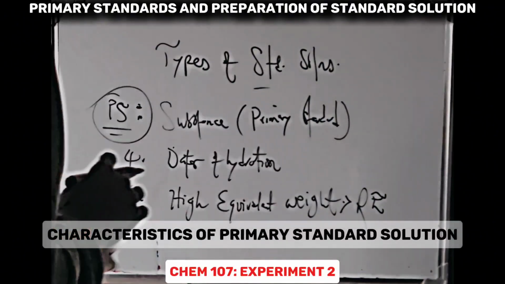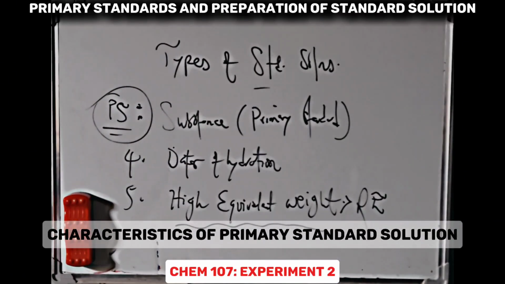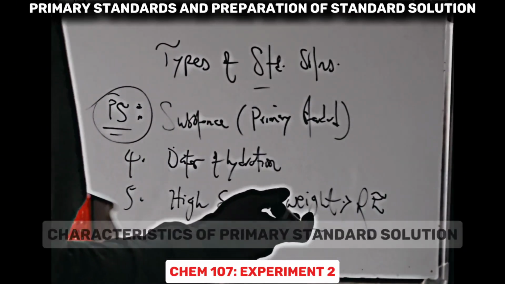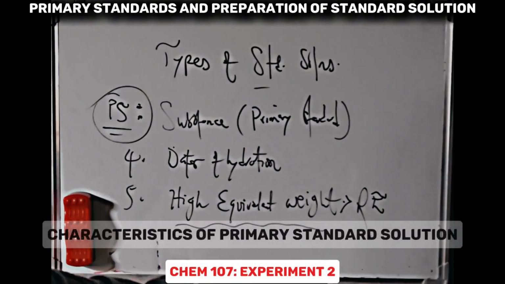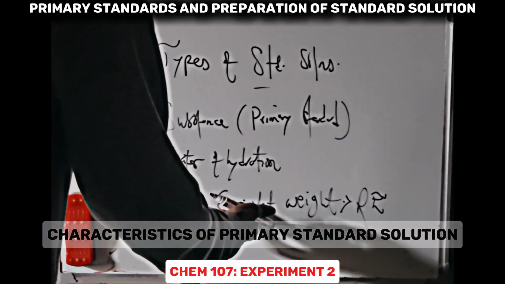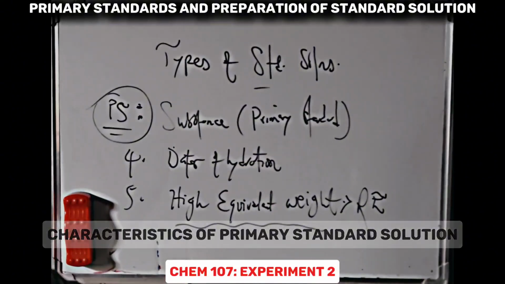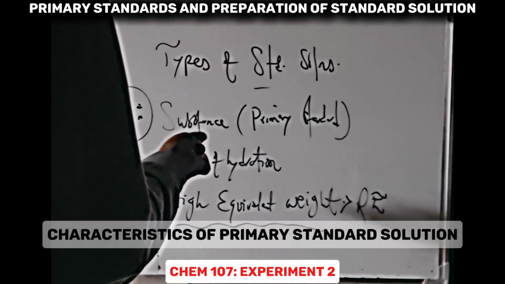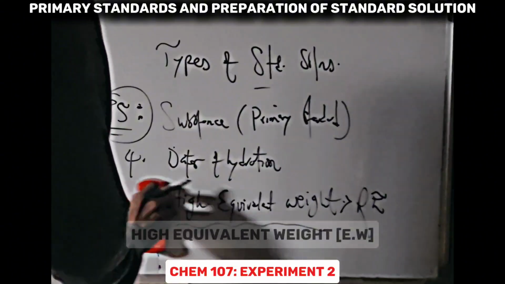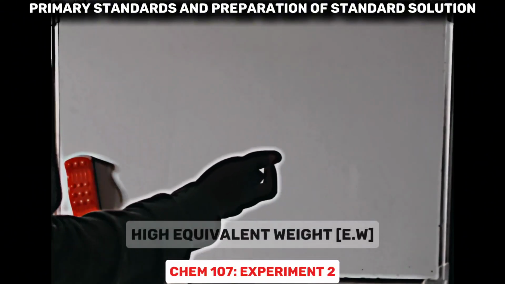I'm going to give an example of that, to illustrate this high equivalent weight just for you to know. It's not part of your manual, but you're supposed to know what an equivalent weight is. How is it gotten? What is it all about? How does high equivalent weight reduce relative error associated with weighing? It could be a question, and your knowledge of this could help you understand the concept better. So let's illustrate high equivalent weight. A primary standard should have high equivalent weight.